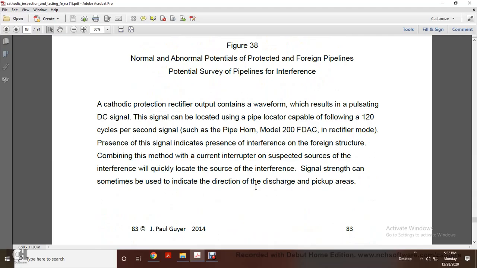Alright, the cathodic protection rectifier output contains a waveform that results in pulsating DC. The signal is located with a pipe locator capable of 120 cycles per second. This is the Pipe Horn Model 200 FTAC in rectifier mode. Presence of the signal indicates interference with the foreign structure.